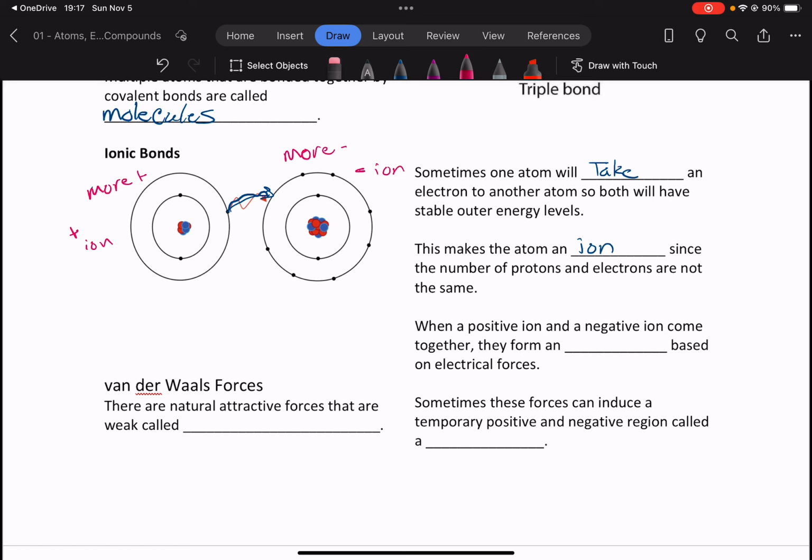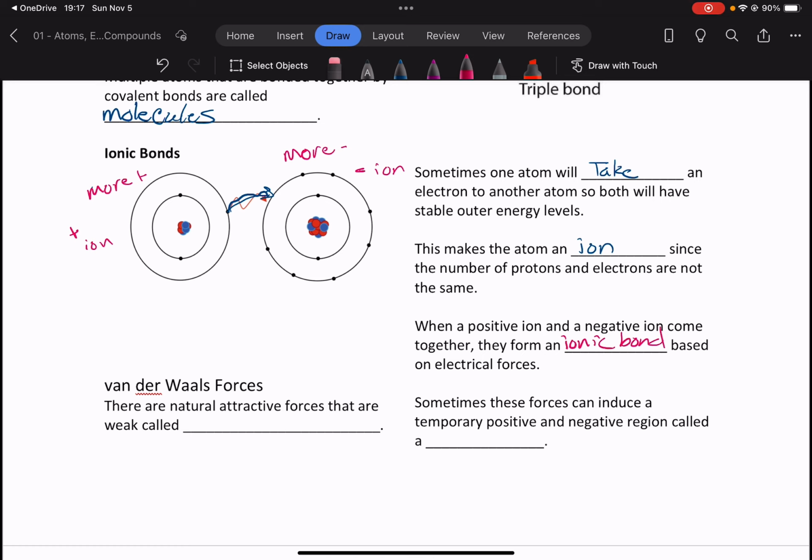Well, what do you know about electricity? You've always heard the phrase opposites attract. Well, this is what happens here in atoms. A positive looks at a negative, and they come together. That's the natural course of things. Because the positive is balanced out by a negative, they're happy like that, and so they'll make a bond. So when a positive ion and a negative ion come together, they form an ionic bond based on the electrical forces.